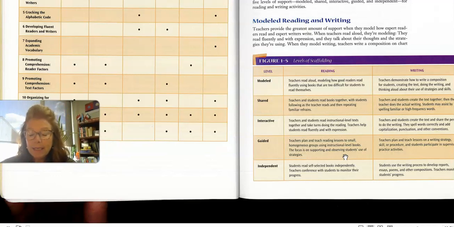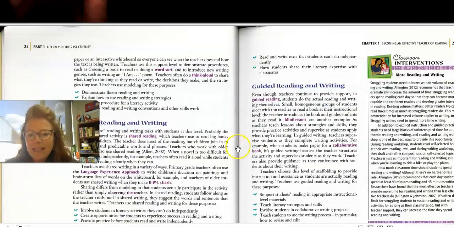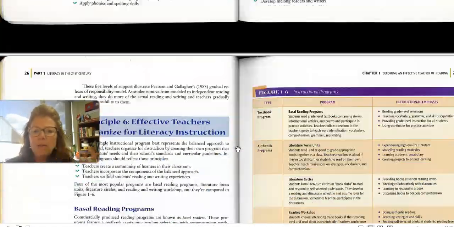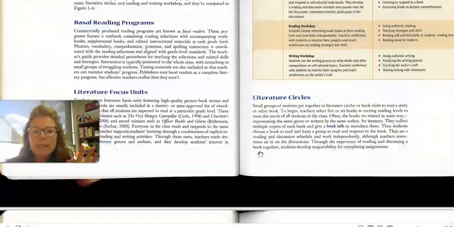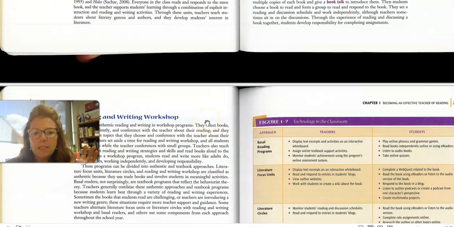And finally, independent. That's when they're reading all by themselves, alone, quietly. Make sure you know those the rest of your life. Okay, let's jump ahead. All right, look at that. It gives you all the examples. You've already read this. You should have already read this. Let's see. Literature circles. Make sure you read all this. You'll need to know that.